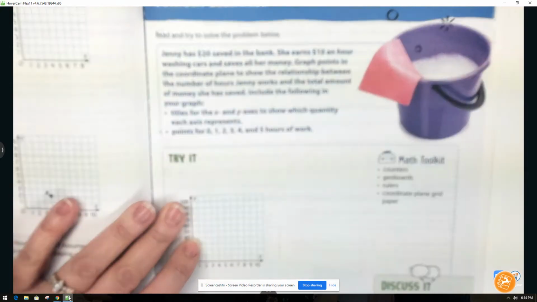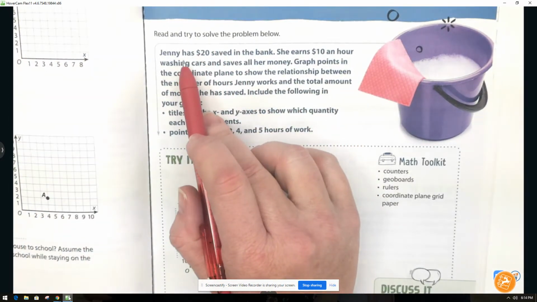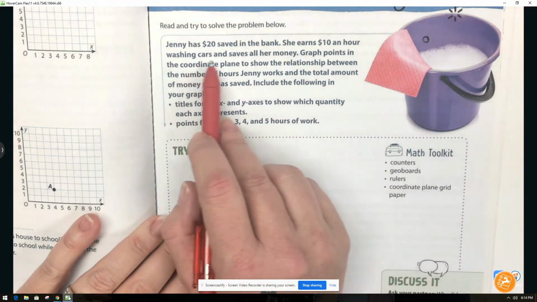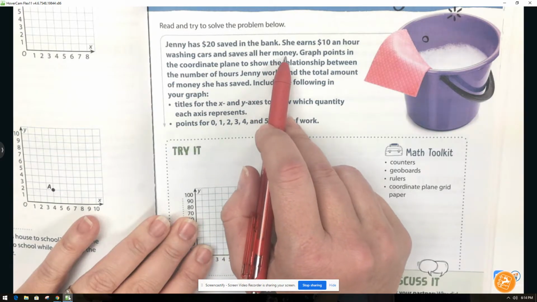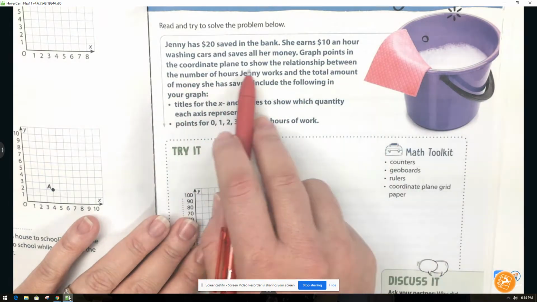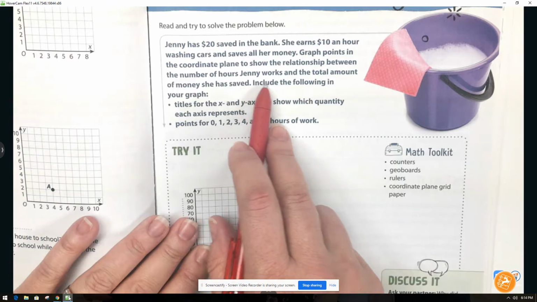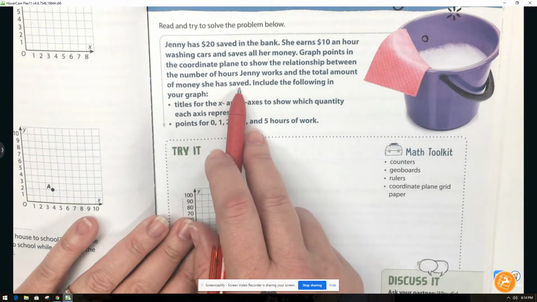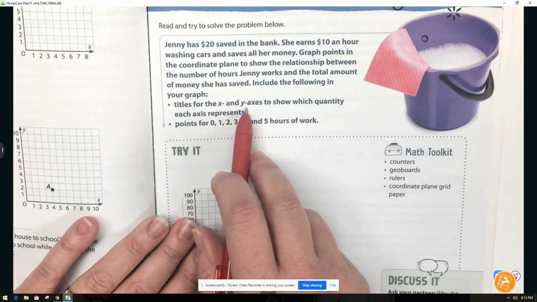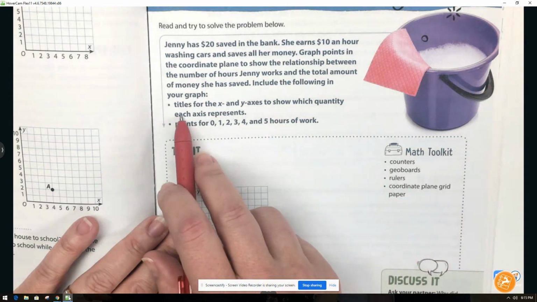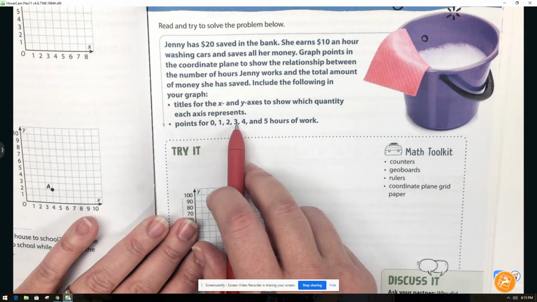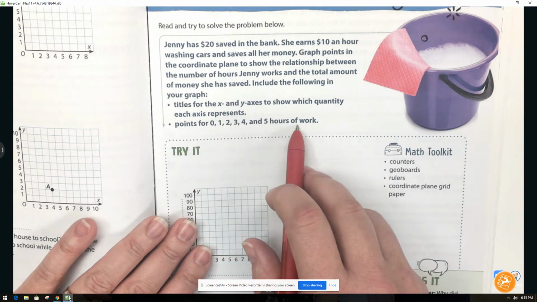So on page 669, we see the following problem. Jenny had $20 saved in the bank. She earns $10 an hour washing cars and saves all of her money. Wow, way to go, Jenny. Graph the points in the coordinate plane to show the relationship between the number of hours Jenny works and the total amount of money she has saved. Include the following in your graph: titles for the x and y axes to show which quantity each axis represents. We're going to do points for 0, 1, 2, 3, 4, and 5 hours of work.